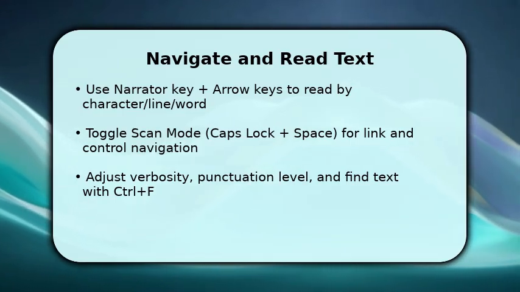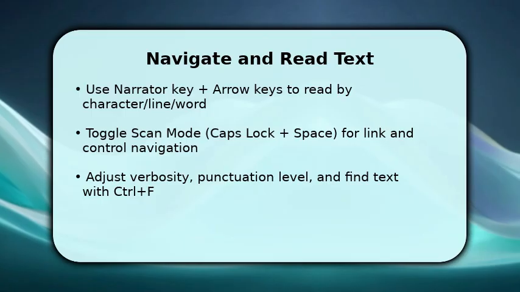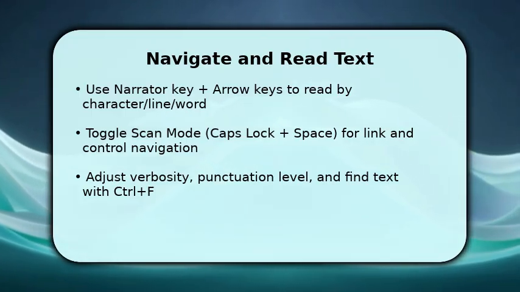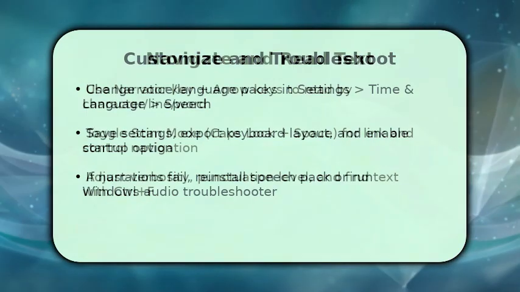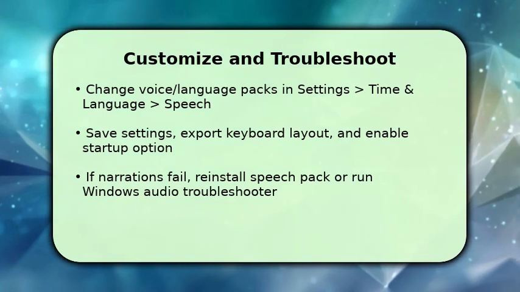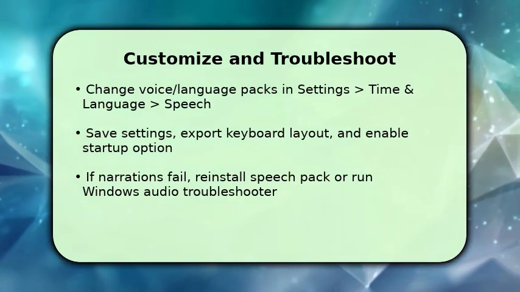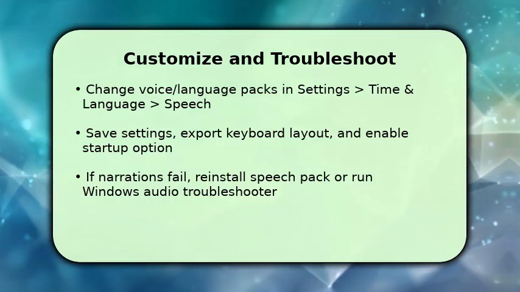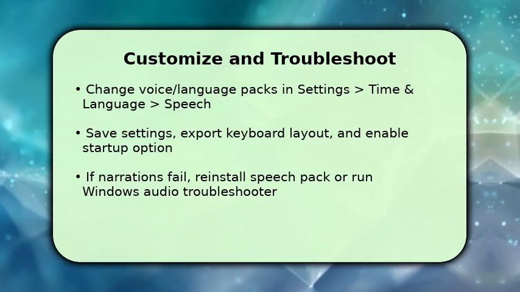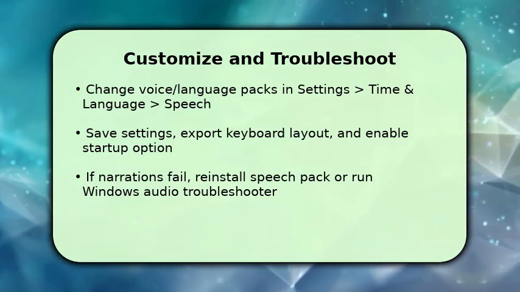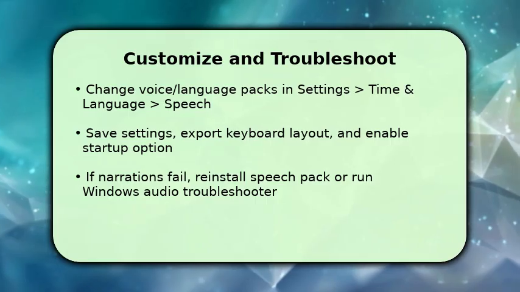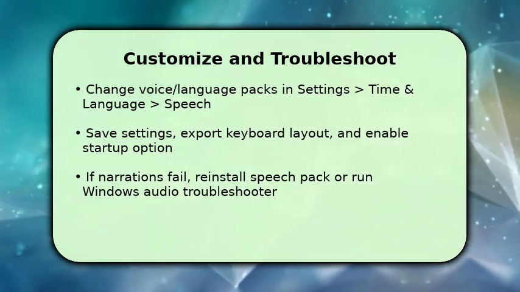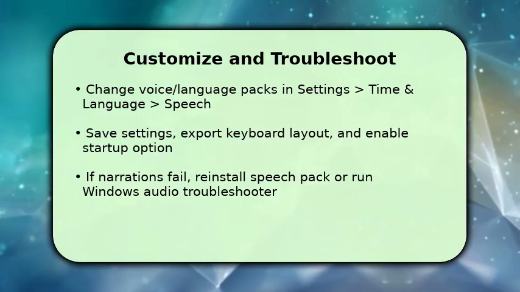Make sure to tweak verbosity and punctuation so speech matches your preference, and use Control plus F to search when reading long text. Finish by customizing voices, persistence, and recovery steps so Narrator fits daily use. In Settings, Time and Language, Speech, install or switch language packs to get different voices and accents, then return to Narrator settings to pick that voice and save preferences. Enable Narrator to start with Windows if you need it every session.